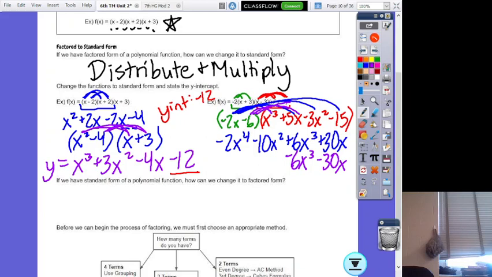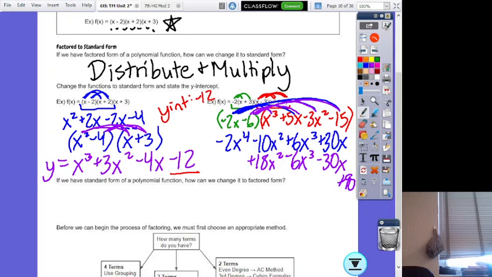Okay. -6 times -3x squared is a positive 18x squared. That's less of a coincidence there. Those didn't match up, but they're both x squared terms. And then -6 times -15 is now positive 90. So that actually doesn't match up with any of those, so I'm going to add it on to the end. So we get a positive 90 there.